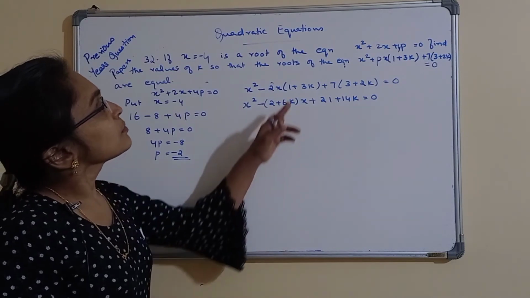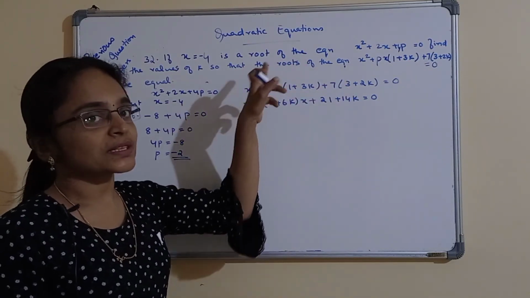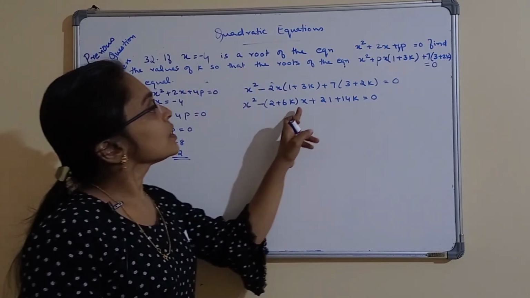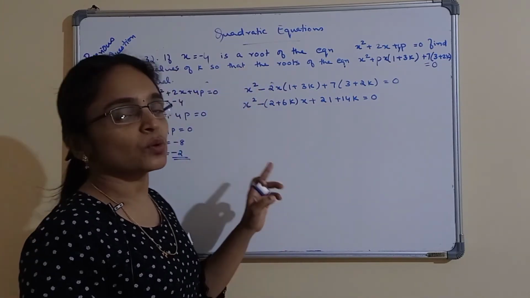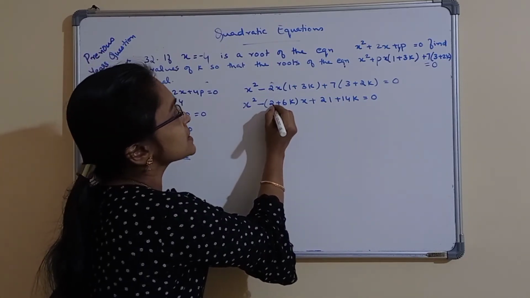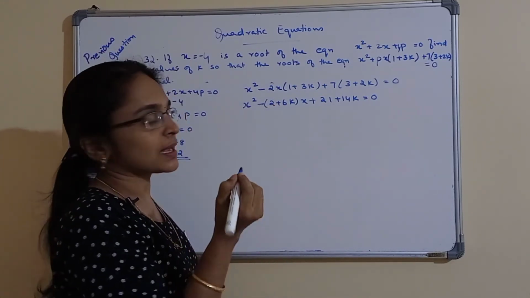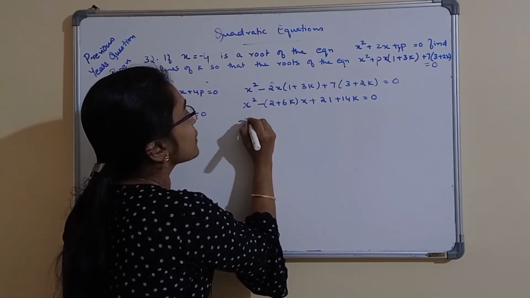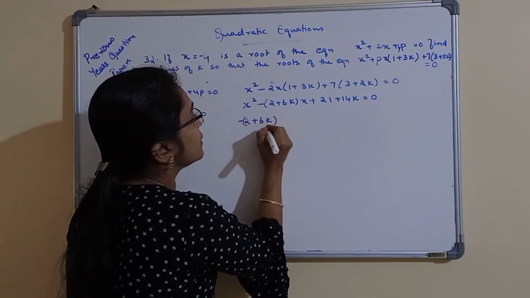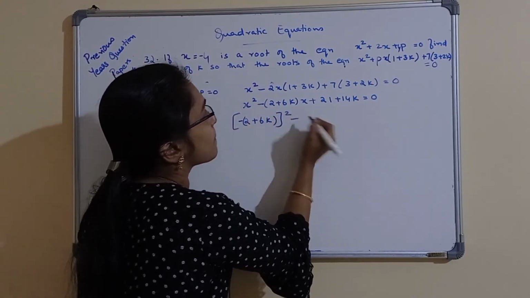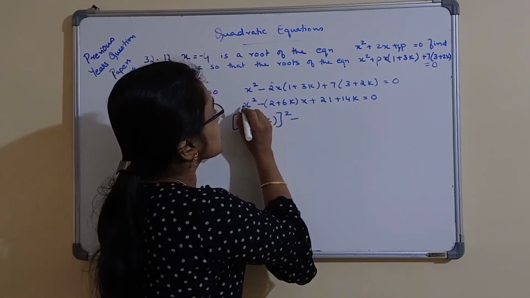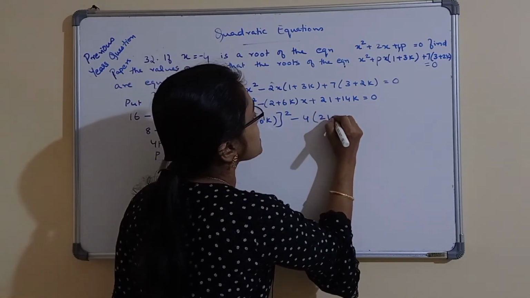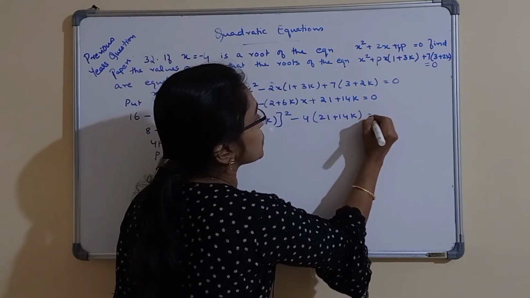And here b square equal to 4ac, or b square minus 4ac equal to 0, because this has equal roots. So, this b square minus 4ac equal to 0. And here b is minus 2 plus 6k. So, b square is minus of 2 plus 6k the whole square, minus 4ac. That is, a is 1. 4 into 1 into 21 plus 14k is equal to 0.